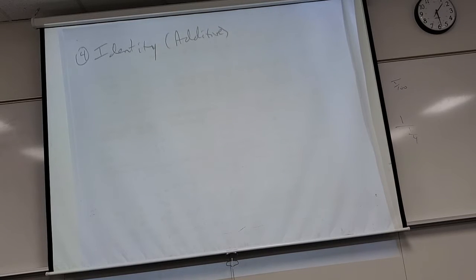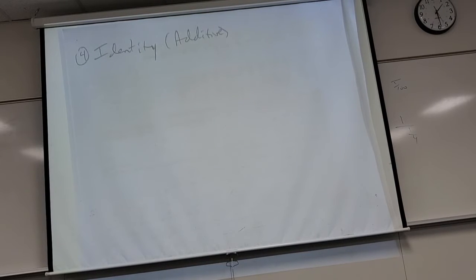Does anyone remember what that might be, the identity property? What do you add to something and it maintains its identity? It doesn't change. 0. 0 is the additive identity because when you add something to 0, it doesn't change. You guys all with me?